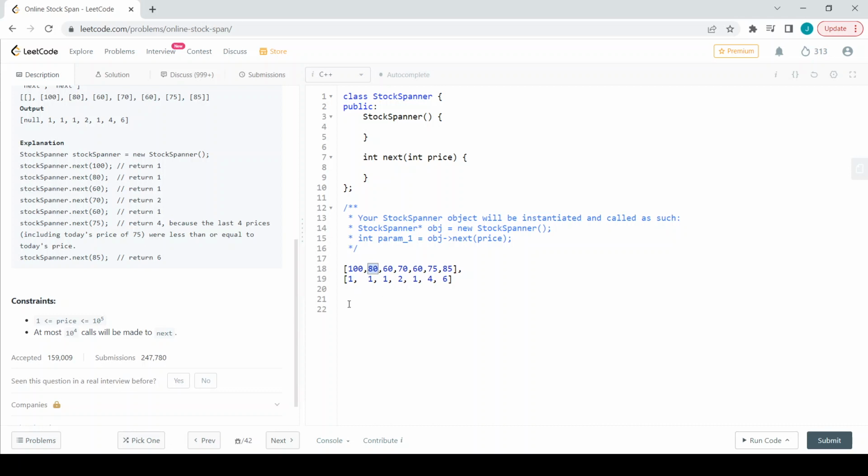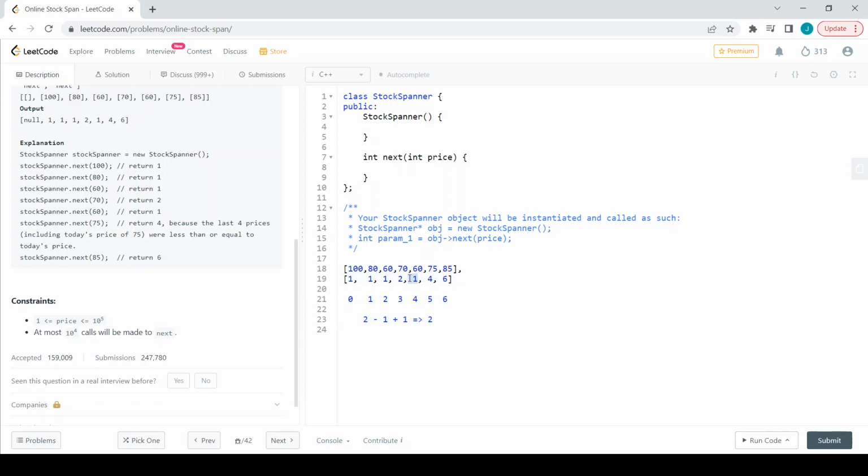So we can represent this with indices. The 100 is at 0 and the 80 is at 1, then 2, 3, 4, 5 and 6. For this particular index, the next greatest element is at index 1, so the current index is 2 minus the greater element's index 1, plus 1. We are dealing with zero-based indexing, so the answer becomes 2 here.